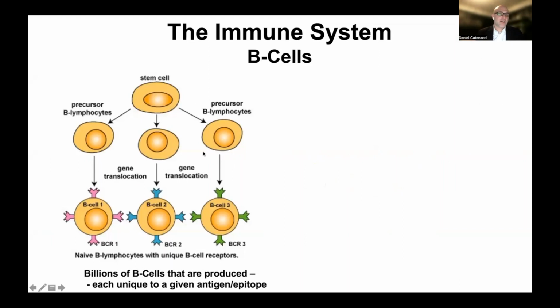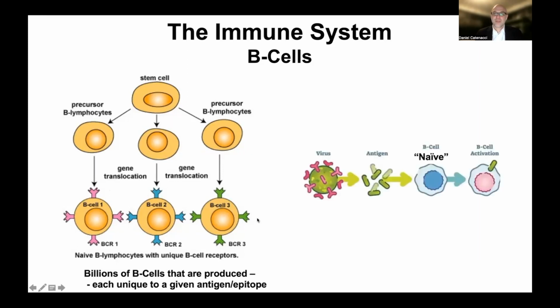And this is summarized here, where we start with the stem cell that goes to precursors, and then through that gene rearrangement, we'll create unique B cells that recognize a unique antigen on the B cell receptor antibody. And we have literally billions of these versions. Think of billions of different colors, and each one is specific to a given antigen or epitope. And then these naive B cells that are floating around in the bloodstream, if they come in contact with an antigen that they happen to recognize, they're selected for and activated.